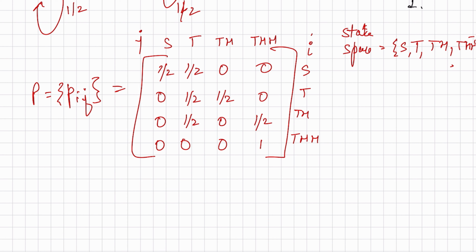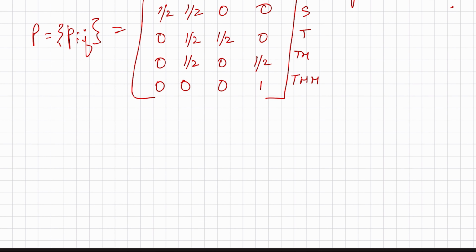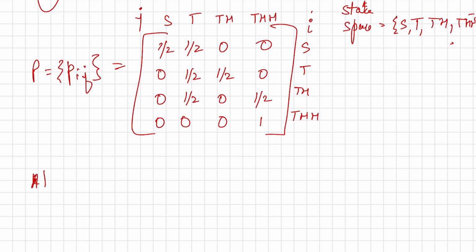Again, I'm going to be rather fast here because I'm assuming that you saw the first part. If you didn't, I highly recommend you see that and come back here after that. So for absorption state, there's only one absorbing state here, which is THH. So mu THH is going to be 0 because you're already absorbed, right? Expected time to get absorbed is 0.